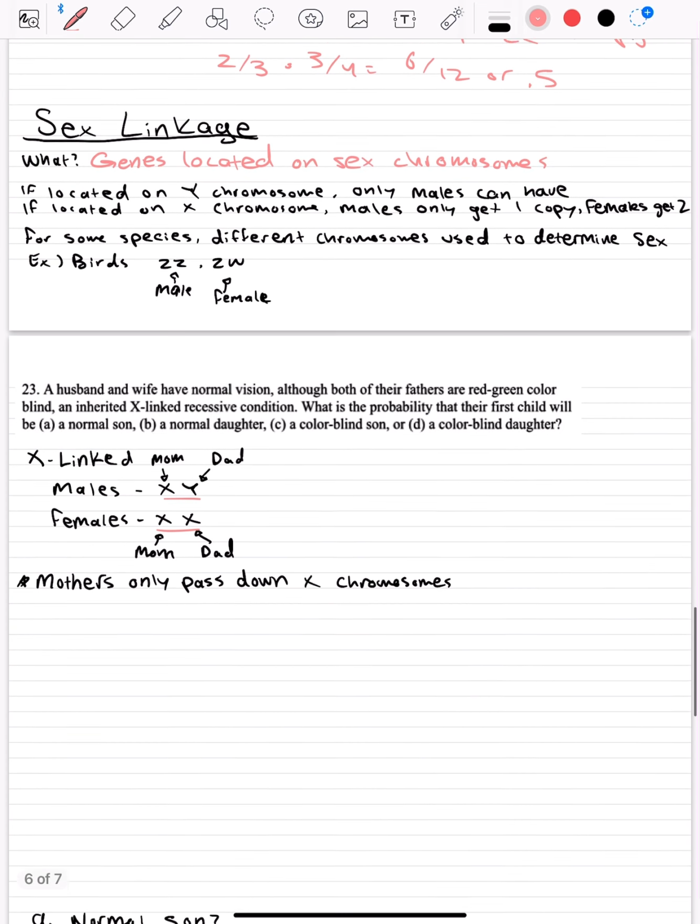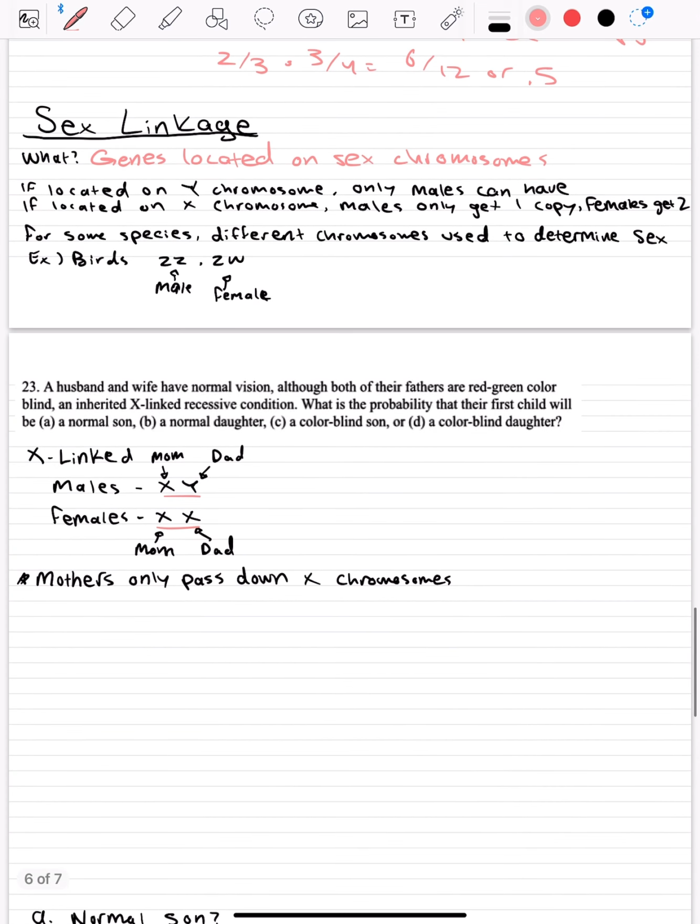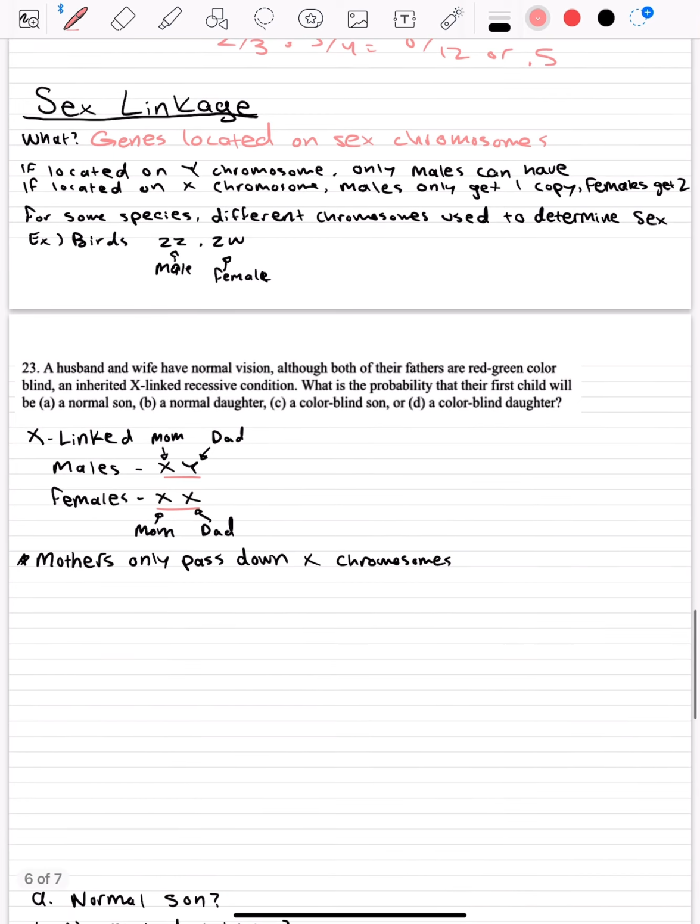Alright, now let's say we had a husband and a wife with normal vision. Their fathers both have red-green color blindness, an inherited X-linked recessive condition. What is the probability that the first child will be A, a normal son, B, a normal daughter, C, a colorblind son, or D, a colorblind daughter? Alright, so right off the bat, we know that we have a husband and a wife, and they both have normal vision. And this trait is an X-linked recessive condition.